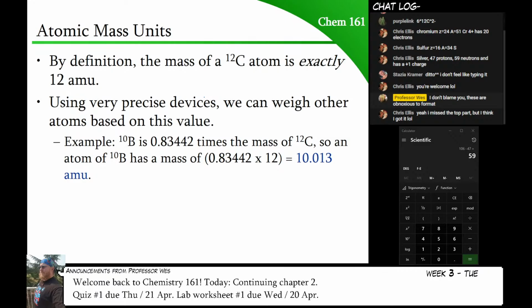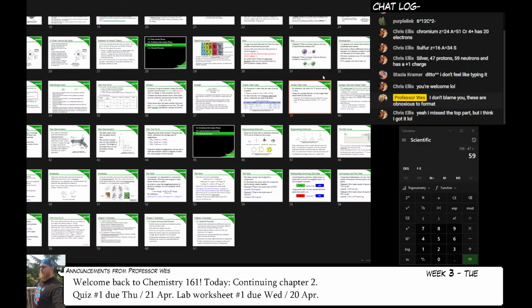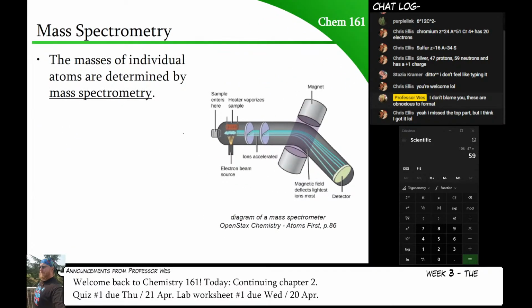The way that we do that is by using a device called a mass spectrometer, which I'm going to actually show you right now. Let's talk about the mass spectrometer. It's only 3 slides ahead, so let's just do that. What does a mass spectrometer do? A mass spectrometer weighs atoms individually, and it does it in the following manner.